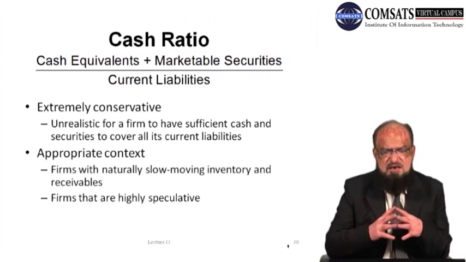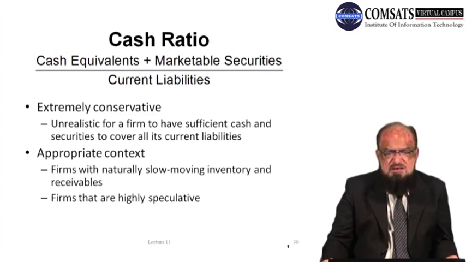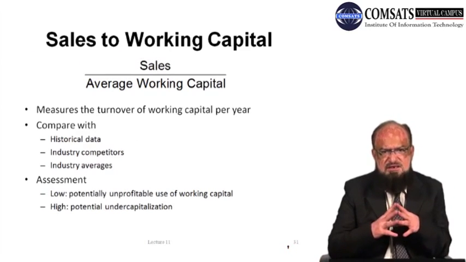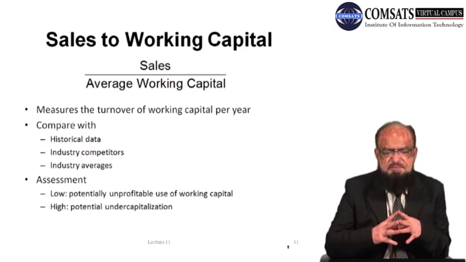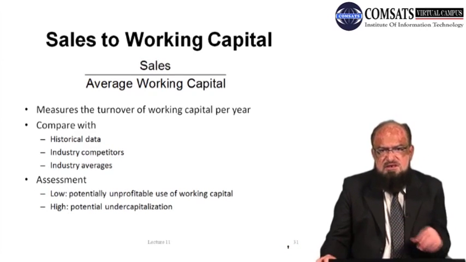Then in lecture 11 we have discussed the cash ratio. Cash ratio formula is cash and equivalents plus marketable securities divided by current liabilities. ये सारी बातें मैं आपको जस्ट ओवरव्यू दे रहा हूँ, याद करवा रहा हूँ कि हमने क्या क्या रेशियोज पढ़ी हैं टेक्निकली. तो डियर स्टूडेंट्स, in lecture 11 we have discussed the sales to working capital. If you remember, the formula was simple: sales divided by average working capital.